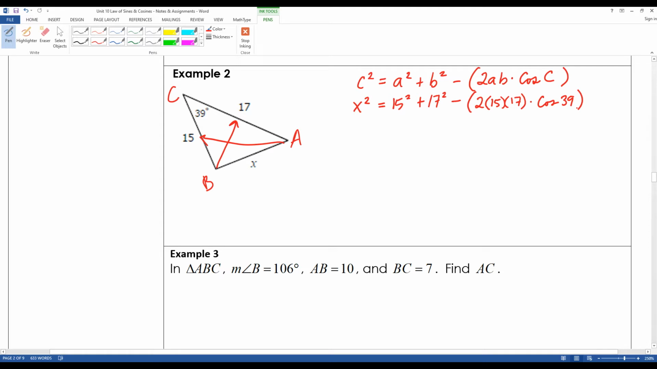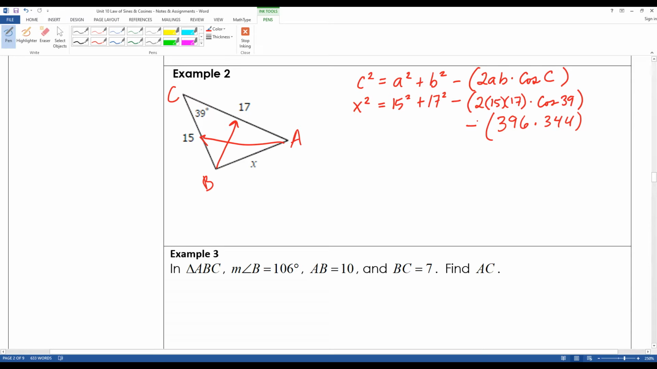Okay, so my calculator: cosine 39, enter, times 17, enter, times 15, times 2. This should be 396.3, and you got several fours, so we'll just go 4, 4.